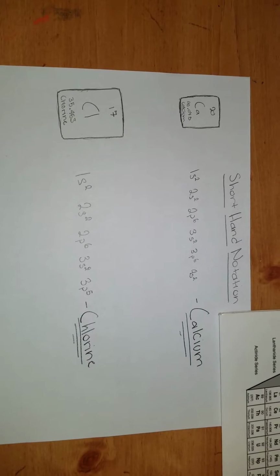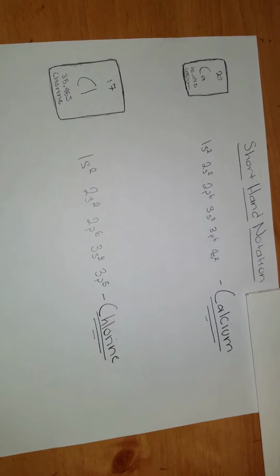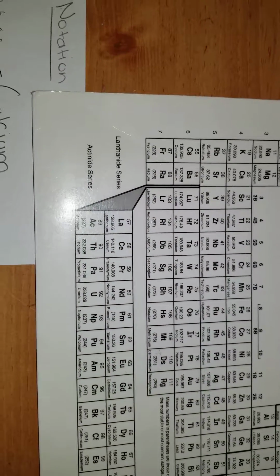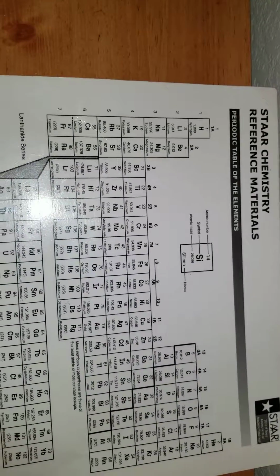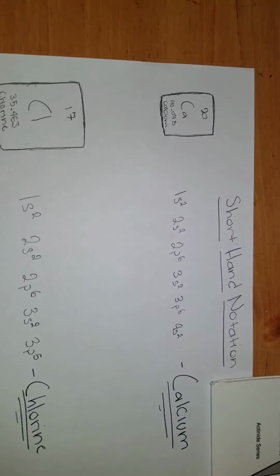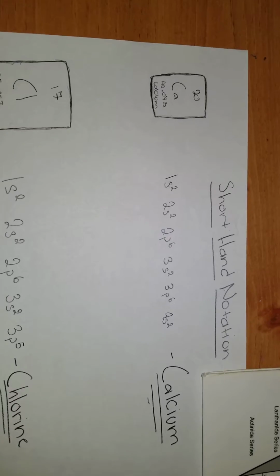The first element that we're going to be applying this to is going to be calcium. What you need to do is locate where calcium is on the periodic table. And to start off this problem, we need to start off with row 1. Since row 1 falls under the S block, you need to put 1s and then squared. We put squared because all the S blocks have 2 electrons.